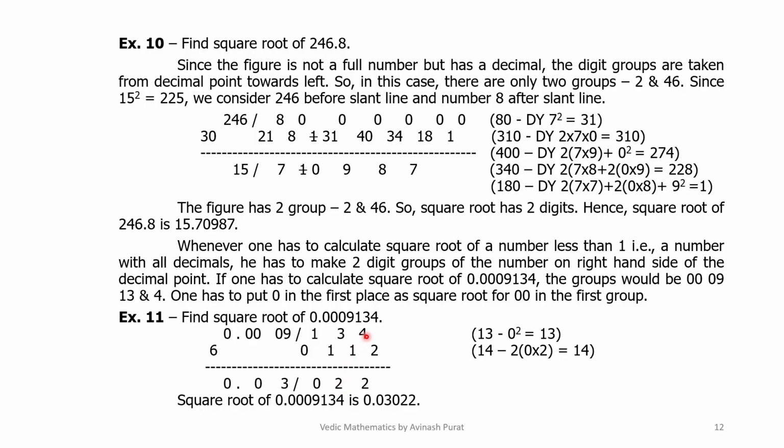Now 14 is the next dividend, minus 2 into 0 into 2, Dvandva Yoga. So 14 is next dividend. 14 divided by 6, quotient is 2 and remainder is 2. So square root of 0.000913 is 0.03022.